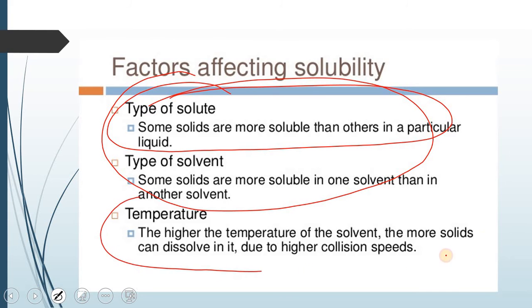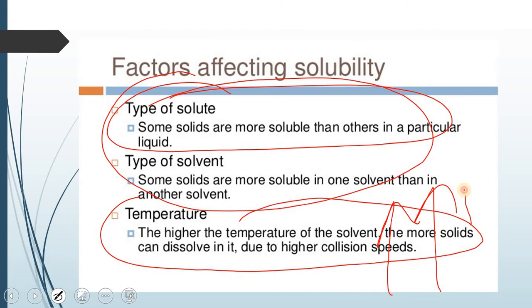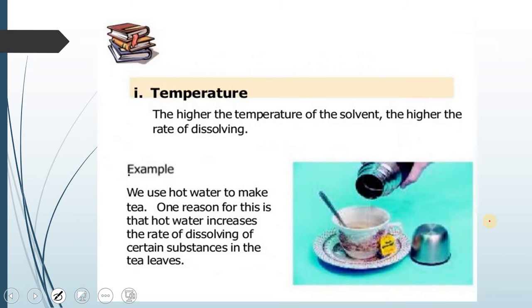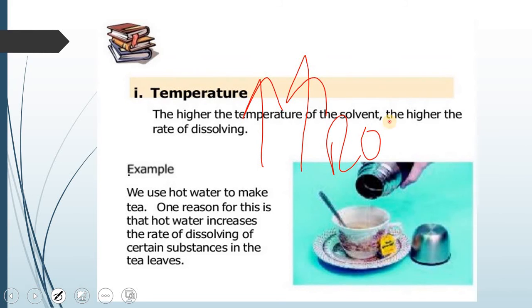Okay, so temperature is the basic one. So with higher temperature, your ROS will also increase. Maksudnya dia cepatlah untuk dissolve. Dia cepat because with the higher temperature, cepatlah benda tu untuk hancur. So the higher the temperature of solvent, the higher the rate of dissolving. So higher temperature, higher ROS.